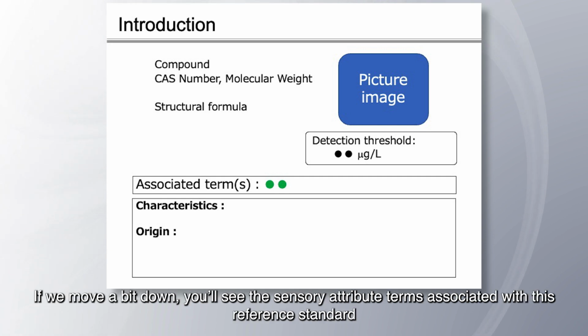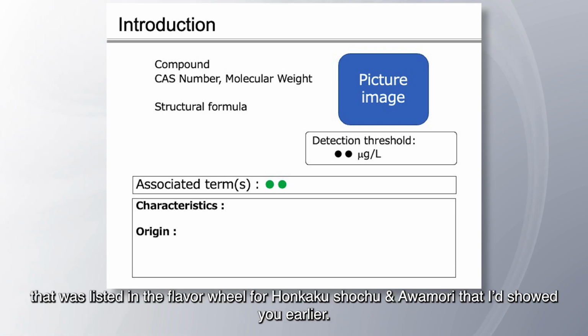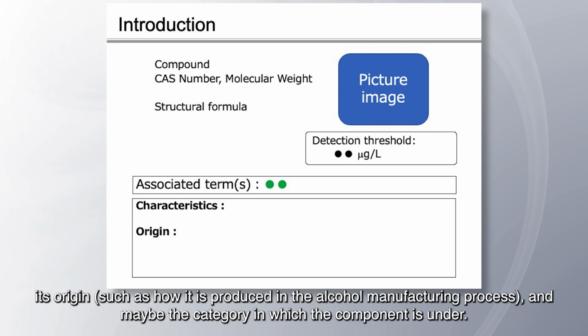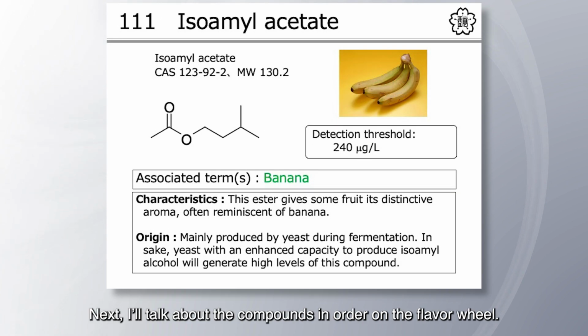If we move a bit down, you'll see the sensory attribute terms associated with this reference standard that was listed in the flavor wheel for Honkaku Shochu and Awamori that I showed you earlier. And at the bottom of the slide is a section that would list details such as the aroma characteristics of the component, its origin, such as how it's produced in the alcohol manufacturing process, and maybe the category in which the component is under. Next, I'll talk about the compounds in order on the flavor wheel.